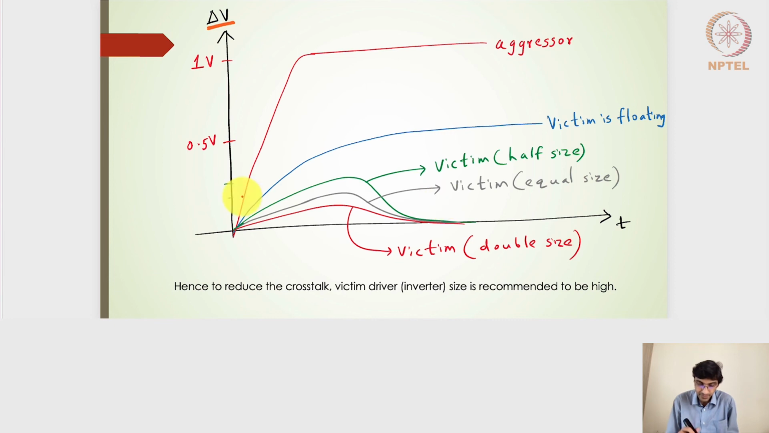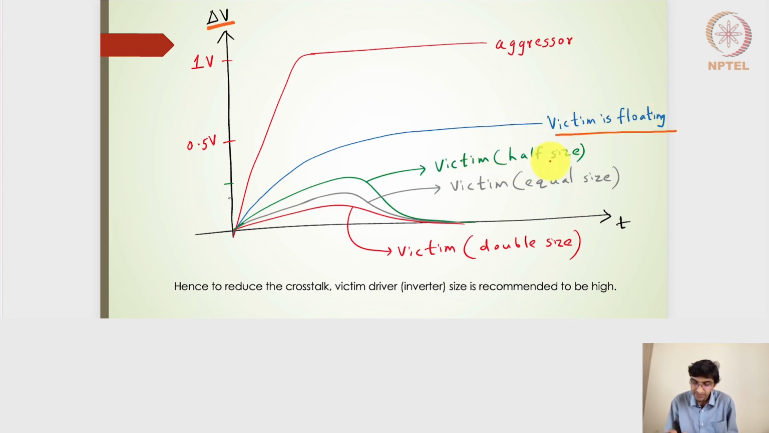what will be the change on the victim side? If the victim wire is left floating, there is no driver circuit, then as I said earlier, it will be held constant at 0.5 volts. Once it reaches that, it will be held constant because there is no other driver circuit which makes it pull down or pull high. It is not connected to an NMOS transistor and then to the ground, so the wire is floating, and that's why it will get charged to 0.5 volts and be held constant.